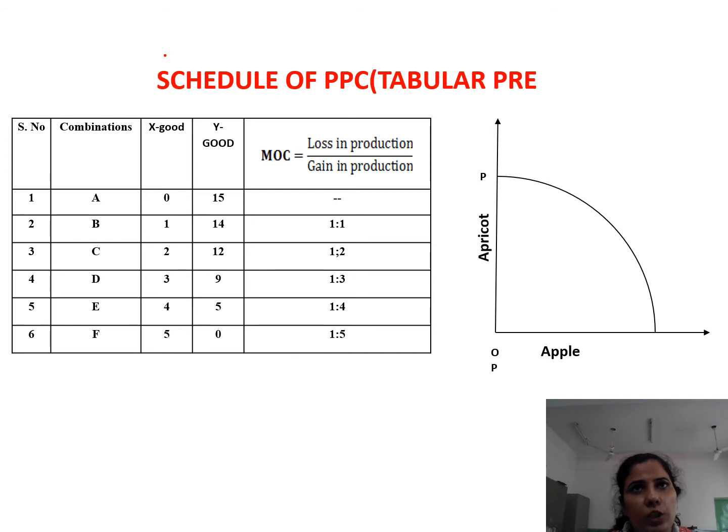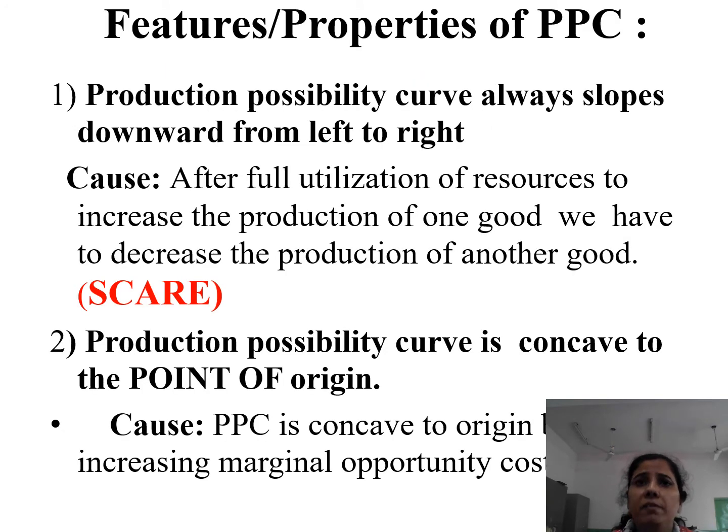That is MOC, marginal opportunity cost. It is rising. That is 1:1, 1:2, 1:3, 1:4, 1:5. Due to rising MOC, PPC is concave in shape.